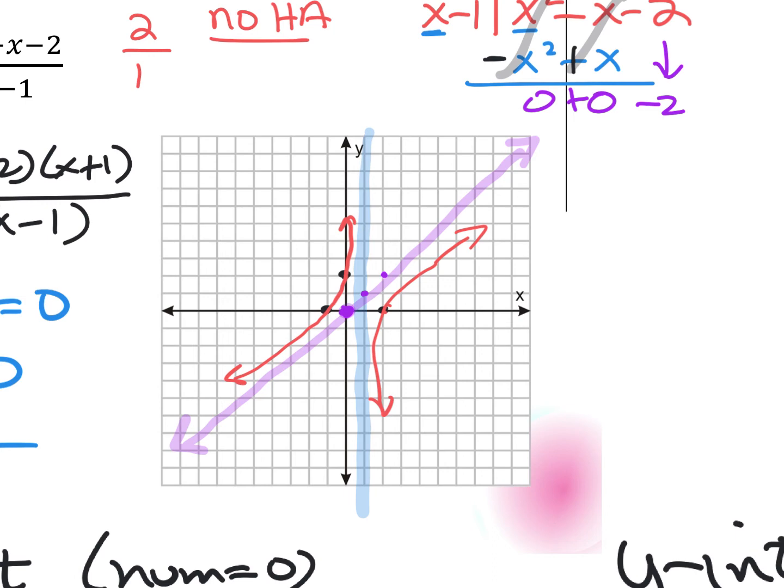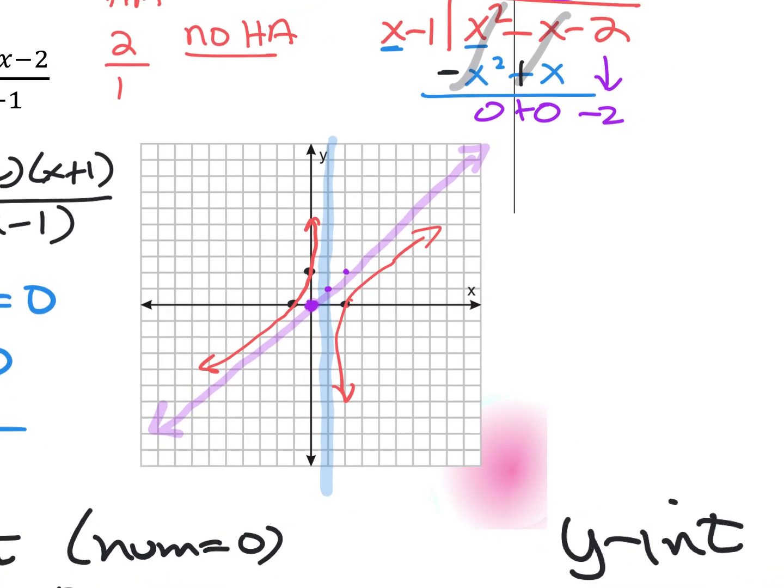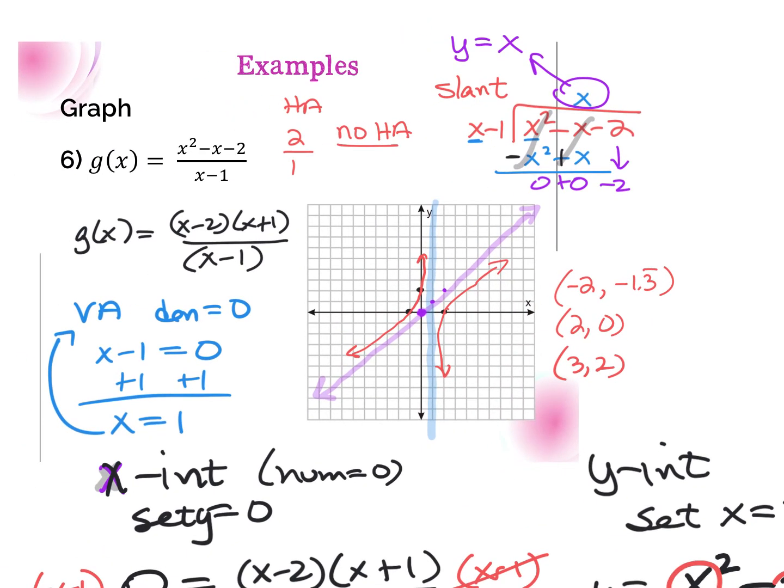And again, you can get the additional ordered pairs from your calculator. Some other ordered pairs, if you pulled it off of your calculator, negative 2 and negative 1.3 repeating. Another one could have been 2, 0, which we already had, and then 3, 2. So these could be some additional ordered pairs that you could get to create your graph. Once we've simplified this, nothing canceled, so there was no hole in this graph.